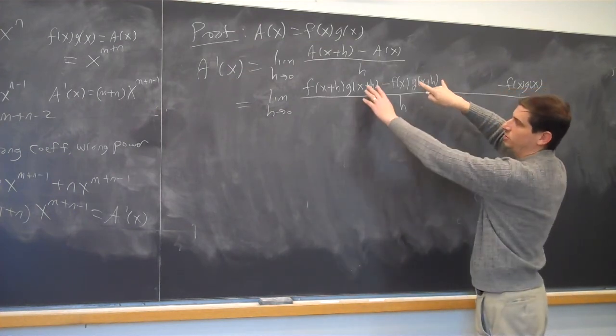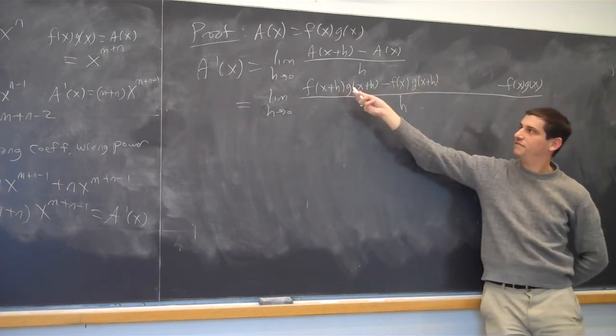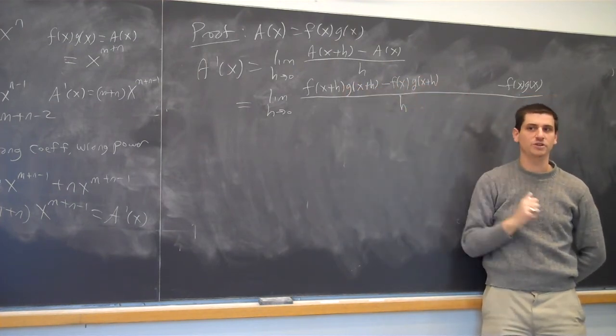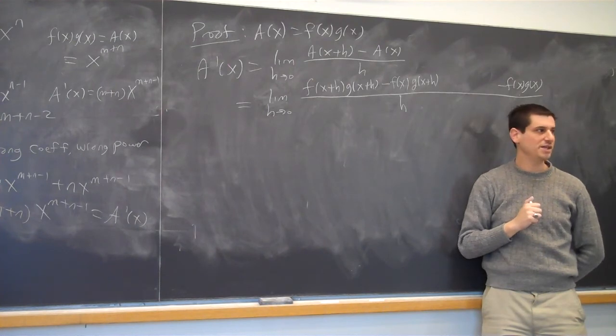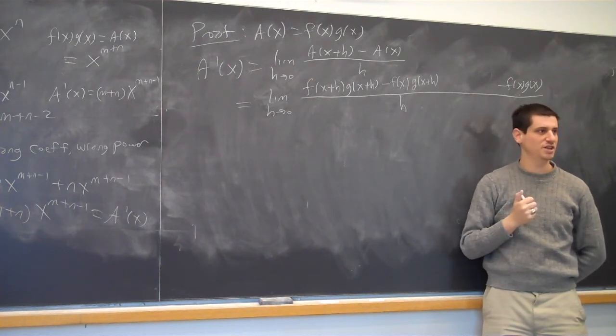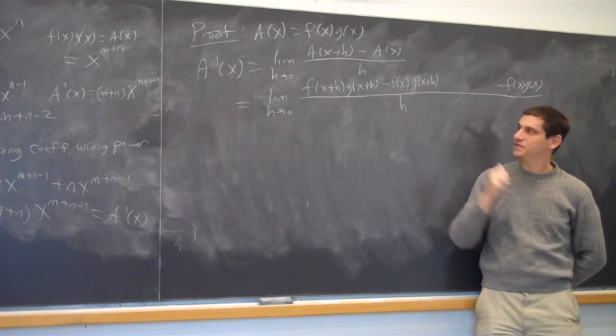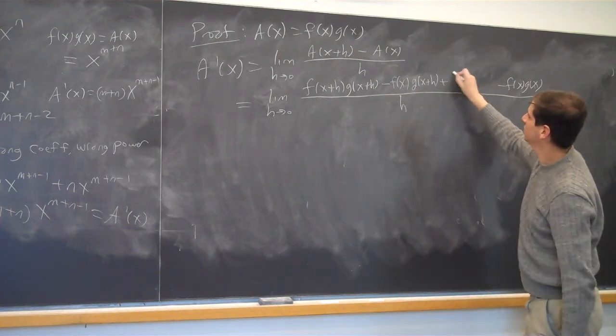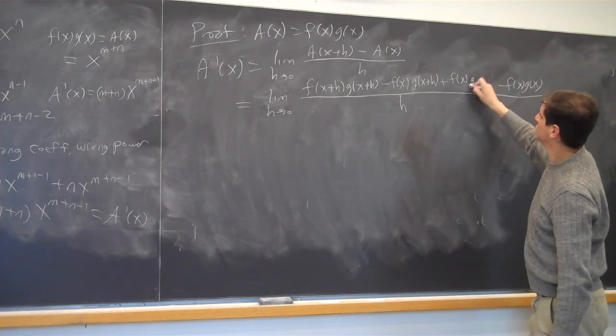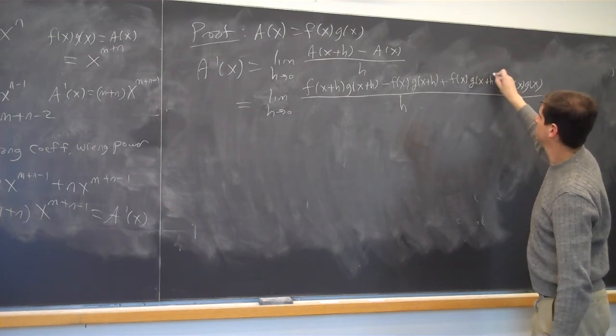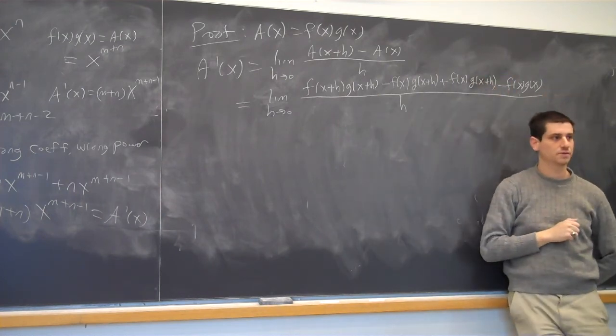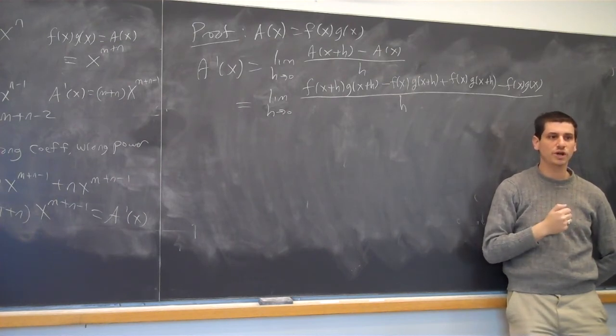Because now, look, I pull out the g of x plus h, and I've got f of x plus h minus f of x over h. Am I allowed to just subtract off in the middle? No. So if I subtract this off, I have to add it. Plus f of x, g of x plus h. So this was a really good way of doing nothing.